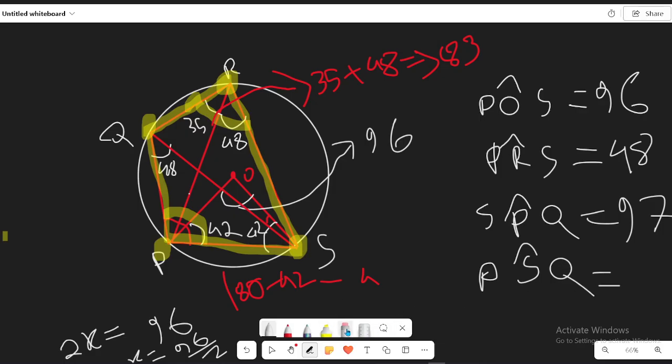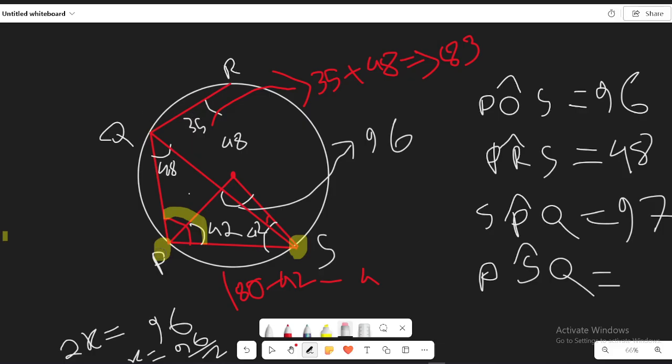PSQ, right? So let's remove a bunch of this highlighter stuff. It's annoying. I have to redraw. It's not a big deal though. It's pretty simple. There we go. Okay, so the next question is PSQ. So we need to know what this angle is.